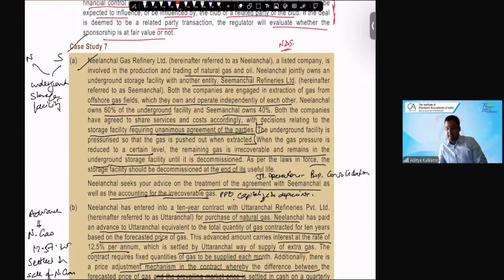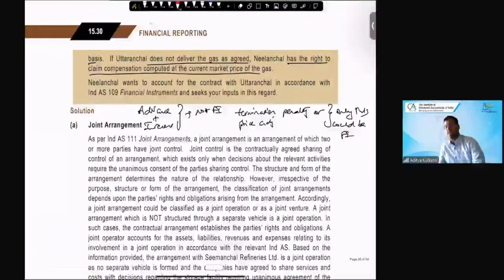The underground facility is pressurized so that the gas is pushed out when extracted. When the gas pressure is reduced to a certain level, the remaining gas is irrecoverable and remains in the underground storage facility until it is decommissioned. As per the laws in force, the storage facility should be decommissioned at the end of its useful life. Neelanchal seeks your advice on the treatment of the agreement with Seemanchal as well as the accounting for the irrecoverable gas.